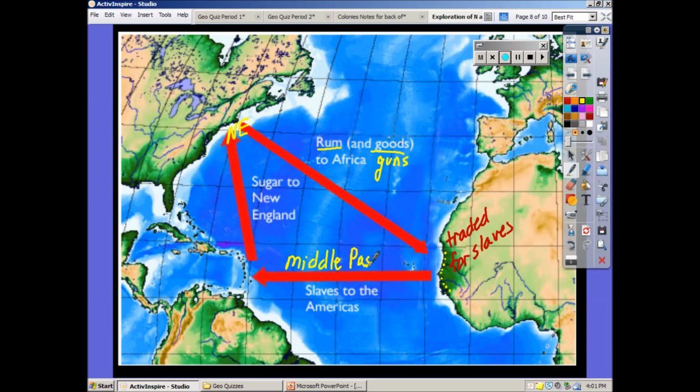Now, the Middle Passage is just a description of this long, treacherous trip across the ocean. The reason is that this is basically running parallel to the equator and not that far away from the equator. This is an incredibly hot, very long, very difficult trip. And on this trip, somewhere between 5 and 10% of all the slaves are going to die on any given boat. Their bodies will be thrown overboard in the ocean.